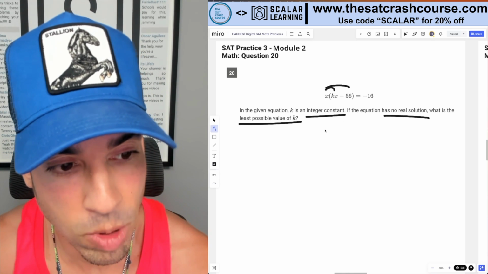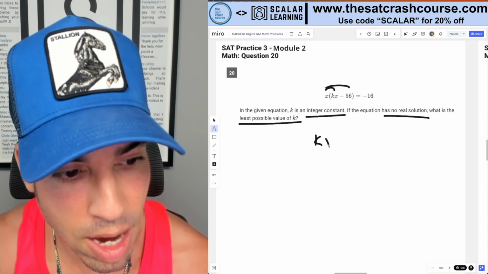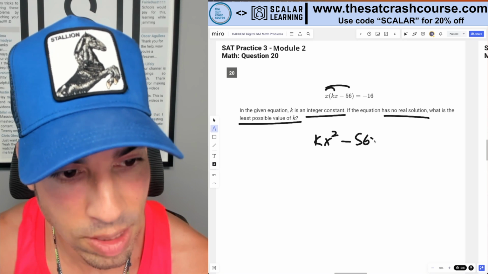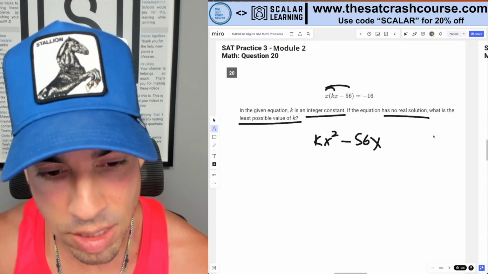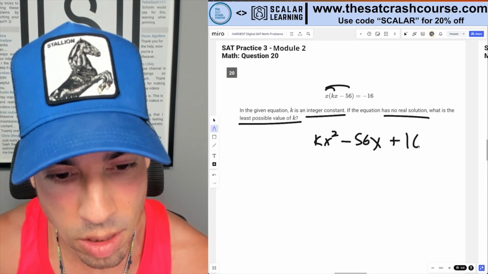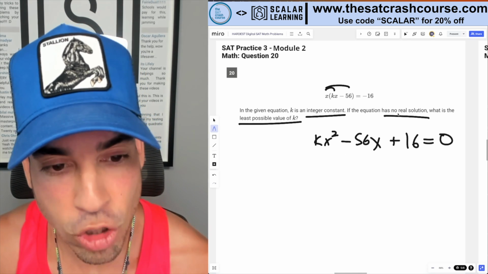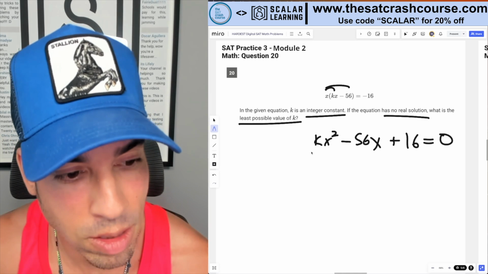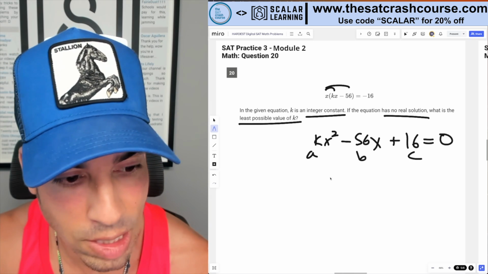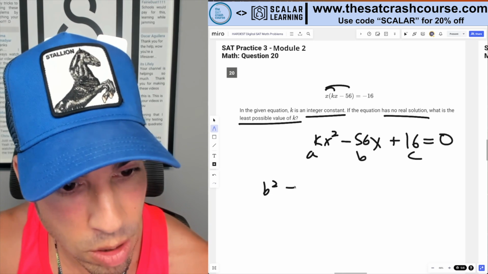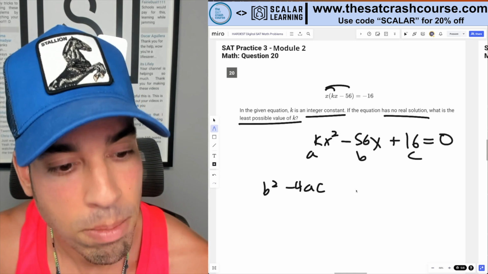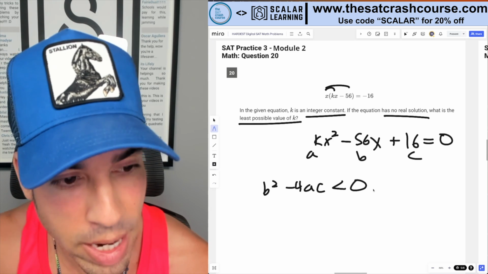So first I'm going to distribute that x, and I get kx squared minus 56x. Now it says equal to negative 16. I'm going to add the 16 over in one step and set it equal to 0. Now, why is this beneficial? Because a quadratic having no real solution means the discriminant, if this is a, b, and c, the discriminant, which is b squared minus 4ac, must be less than 0, aka negative.